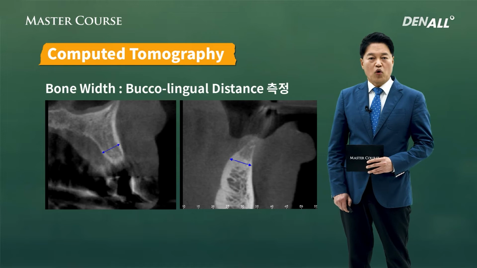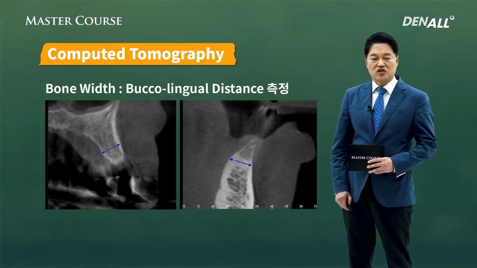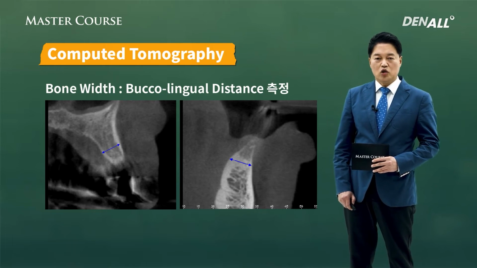Bone width, buccal lingual distance needs to be evaluated. You need CT for that. Using this, you can choose an appropriate diameter implant, and implant position can also be determined using this.